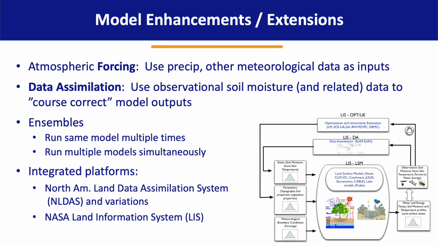And then taking that one step further, a number of organizations have developed integrated platforms. The North American Land Data Assimilation System, or NLDAS, and the variations there, provide a series of models that can be run, a series of different data sets that can be assimilated, and other kinds of support packages for researchers. Another example is the NASA Land Information System, or LIS.